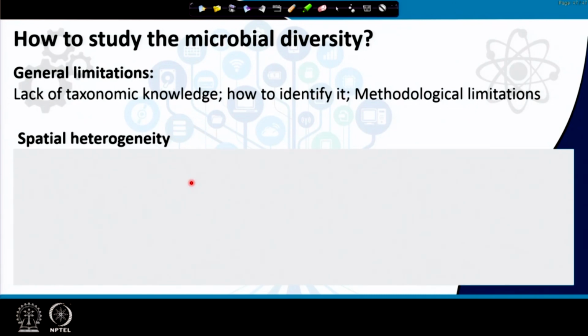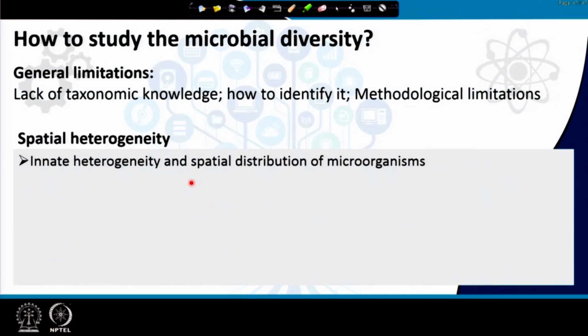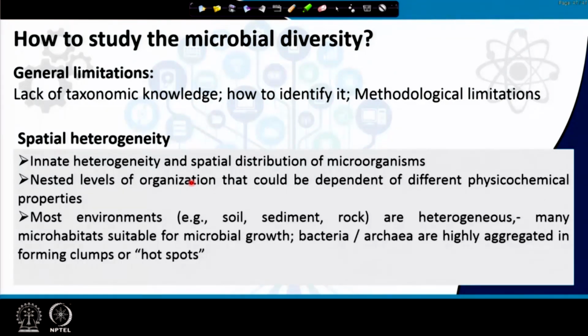So there should be a method which will help us to identify the organisms, and if we consider that the diversity of microorganisms is very, very high, a gram of soil might have several thousand different species, or 1 milliliter of water having 5,000 different species, it is very challenging to identify them. Then there is the point of spatial heterogeneity. It is considered an innate heterogeneity and spatial distribution of microbes, particularly in soil, sediments, etc. These environments are highly heterogeneous.